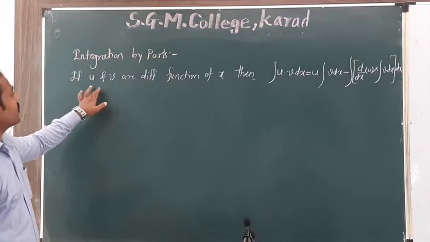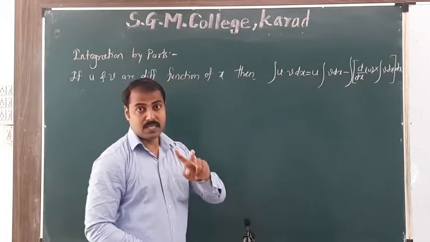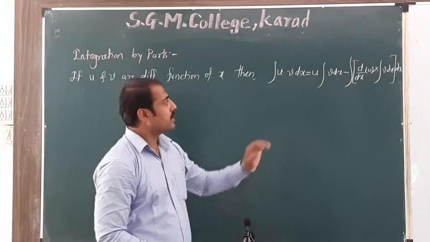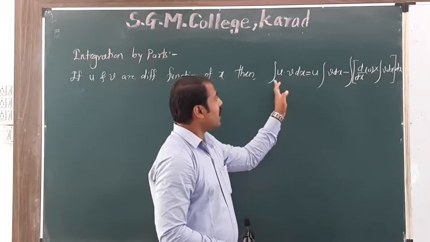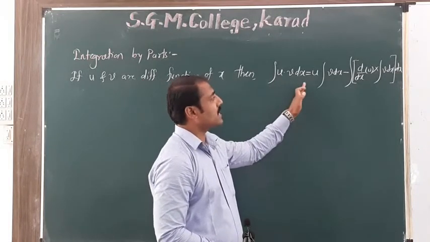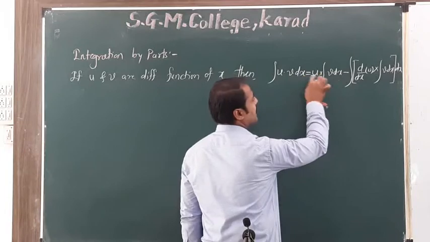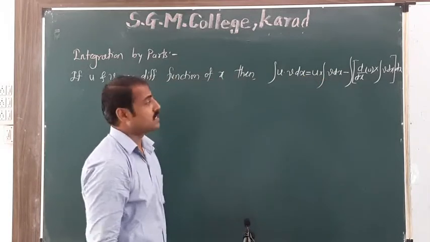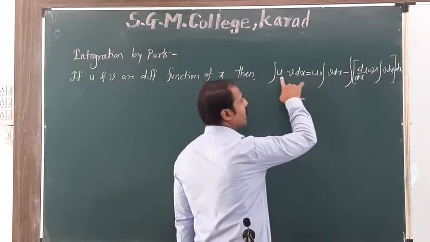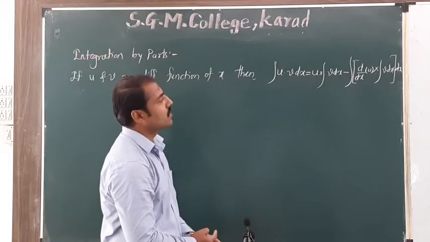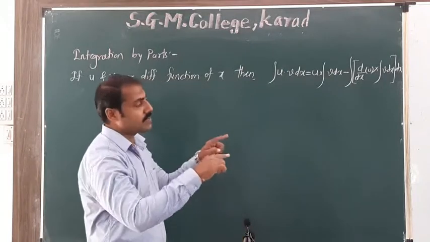If u and v are differentiable functions of x, then integration of u into v dx means the product of two functions. Here u is the first function, v is the second function. Then we find the integration of u into v dx as: take the first function as it is, u, into integration of the second function, that is the integration of v dx, minus inside the integration, derivative of the first function, that is derivative of u with respect to x, into integration of v dx, bracket complete, dx.